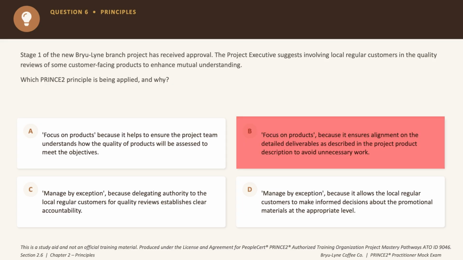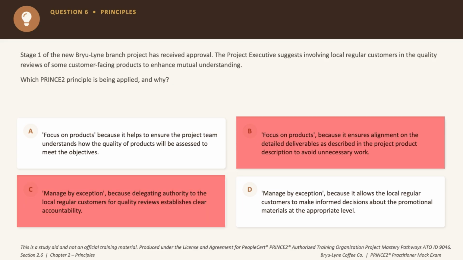Option C says manage by exception because delegating authority to customers for reviews creates clear accountability. Now that's really mixing things up, okay? It isn't about delegation and decision making, okay? So an incorrect answer choice. Option D says manage by exception because it lets customers decide on promotional materials. Now that's not what's really happening here, right? This is about product quality, not promotions.